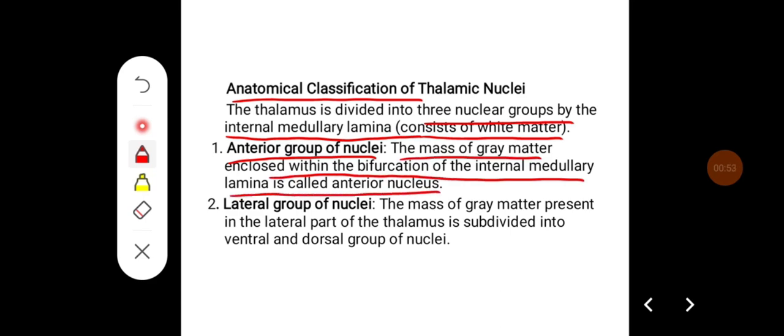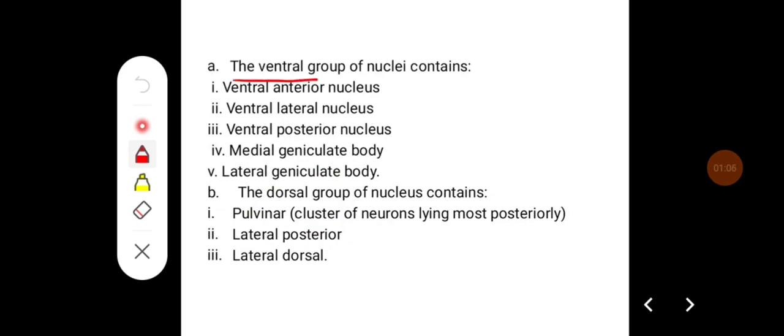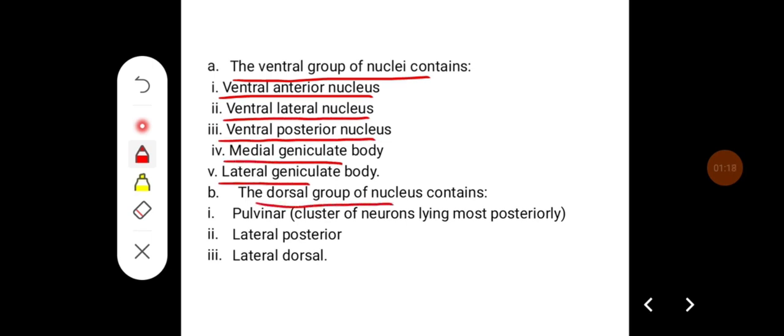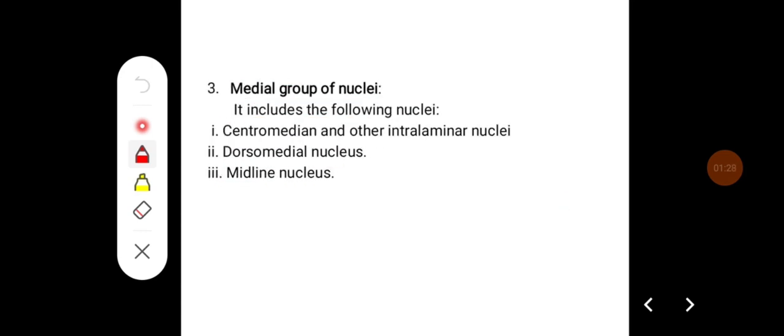called the anterior nucleus. The lateral group of nuclei is the mass of gray matter present in the lateral part of the thalamus and is subdivided into ventral and dorsal groups of nuclei. The ventral group further contains the ventral anterior nucleus, ventral lateral nucleus, ventral posterior nucleus, and the medial and lateral geniculate body, whereas the dorsal group contains the pulvinar nucleus, the cluster of neurons lying most posteriorly, and also contains the lateral posterior and lateral dorsal nucleus.